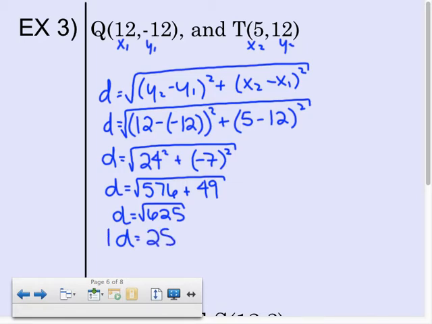So this time you do not need to make a factor tree. Only if the square root gives you a decimal.